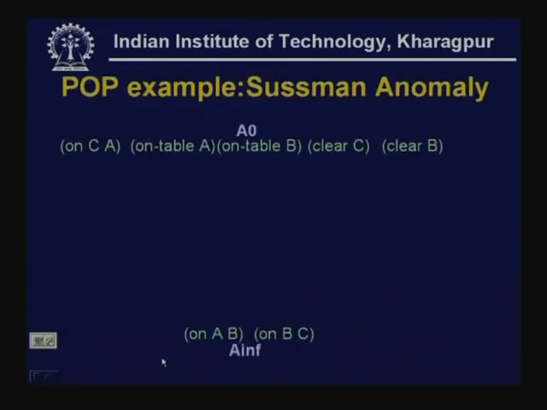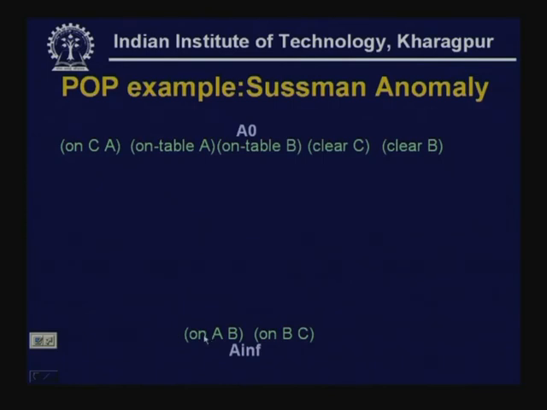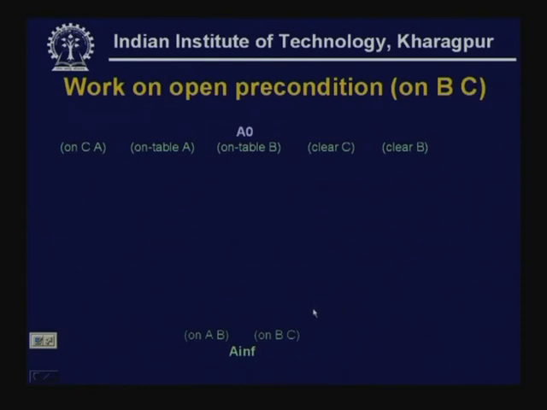Now, we will work out this example of the Sussman anomaly. A0 is the initial state or I, and A inf is the goal state or G. It has 2 open preconditions, on AB and on BC. So, what are the flaws in this plan? I has these as the effects. So, flaws are there are 2 open preconditions. Now, what should we do? We will try to take one of these open preconditions and try to satisfy it.